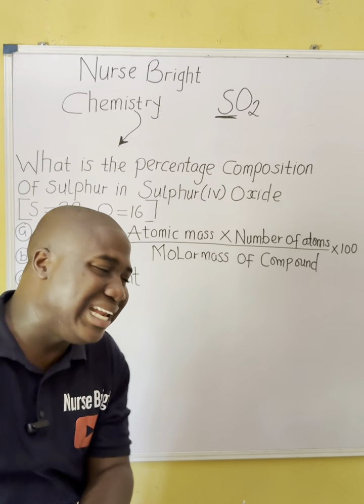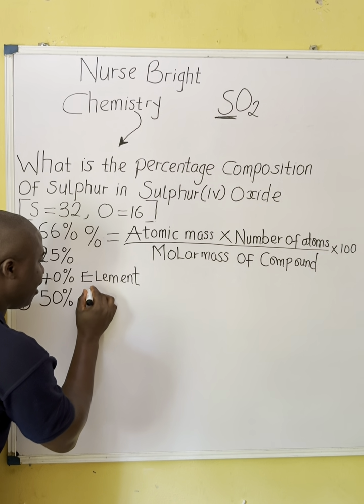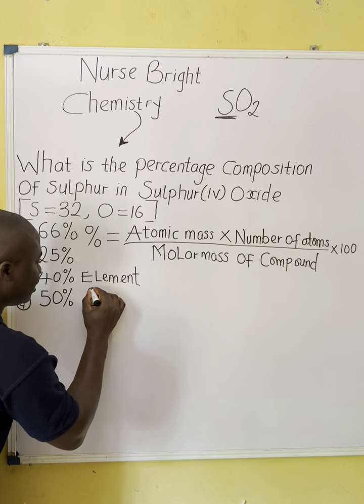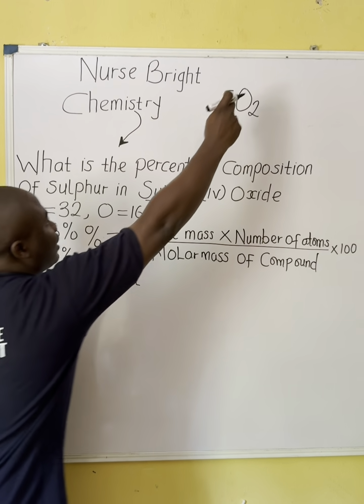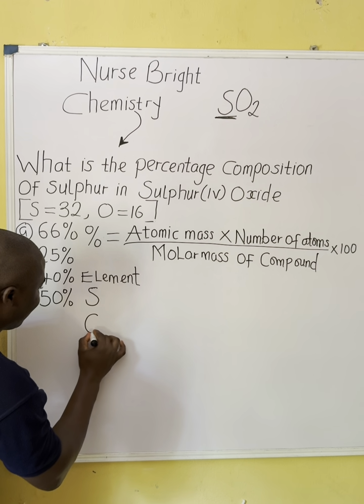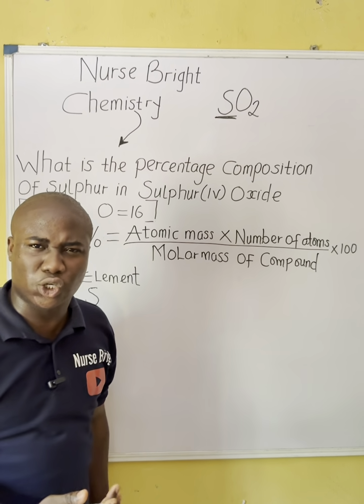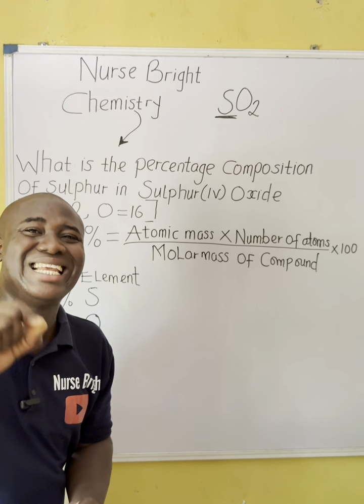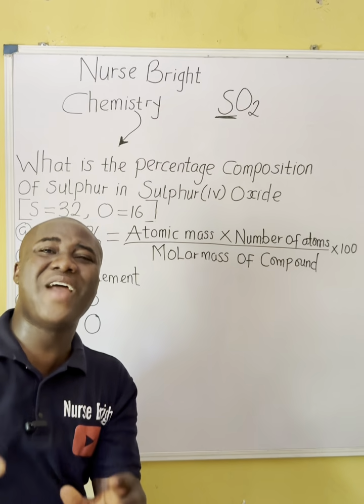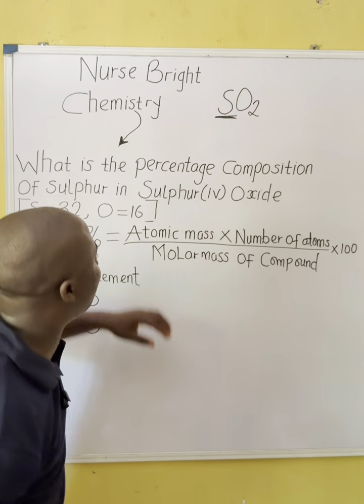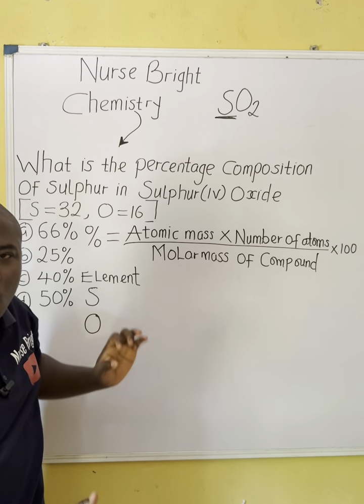Just identify elements. So the first element here is sulfur, which is symbolized as S, whereas the other element is oxygen. Pay attention. After that, the next thing I want to write is the first component of my formula, which is atomic mass.